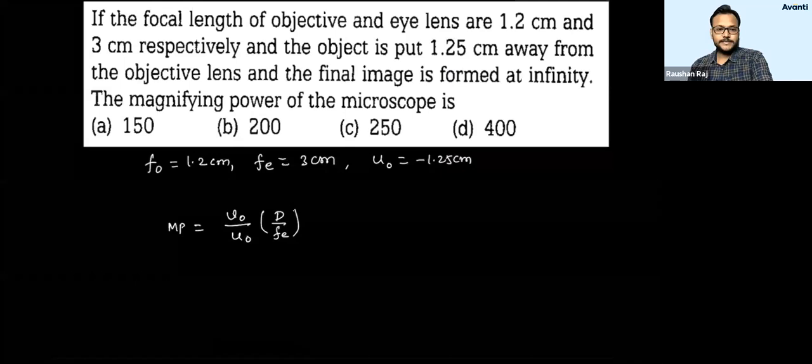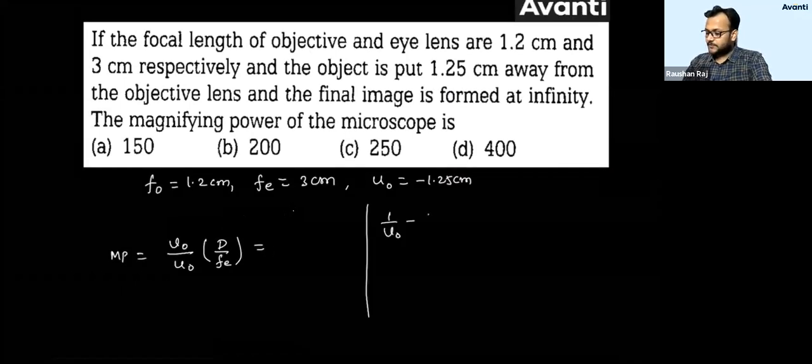Okay, thank you. So guys, let us try to get the value. यहाँ पे क्या नहीं मालूम मेरे को, we don't know the value of V naught. So let us find the value of V naught first, and then we'll put the values. तो यहाँ से कैसे मिलेगा मुझे V naught? तो 1 by V naught minus 1 by U naught can be written as 1 by F naught.